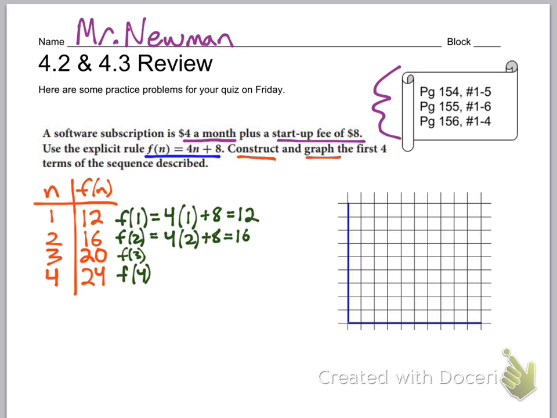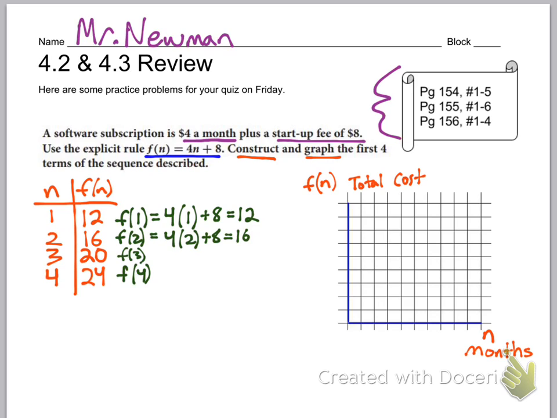Next, we need to make axes that are scaled well and labeled. So let me show you how to do that. Well, you notice the input is n. That's because it says $4 a month. n is the number of months. So n of 1 means 1 month. f of n, it doesn't say in there, but it does say it costs $4 per month, and it costs a startup fee of $8. So the rule actually gives us the total cost.